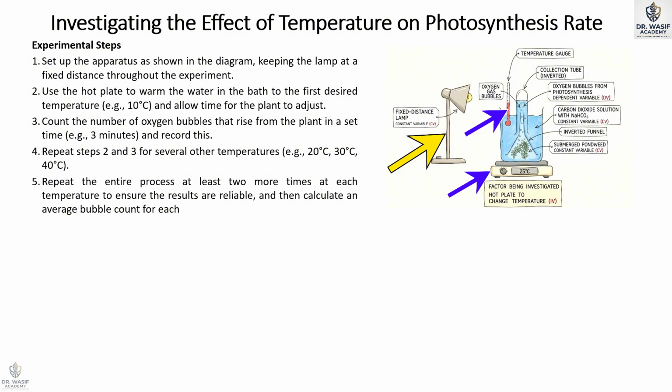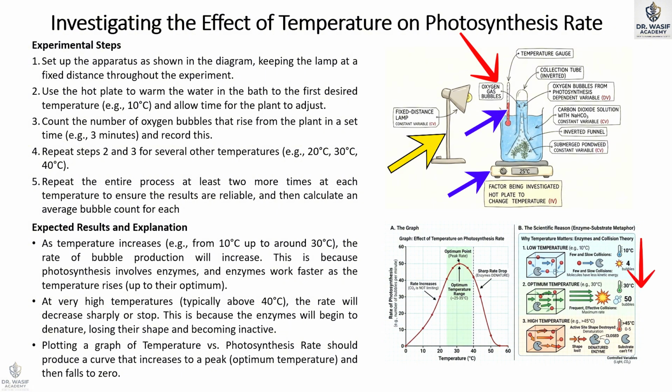It may take a few minutes, but you will have to wait to get good results. Then we count the bubbles for a set time, usually 3 minutes, and record it. But we do not stop there. To ensure our results are reliable, we repeat the entire process at least 2 more times for every temperature. This allows us to calculate an average and spot any anomalies. Then we repeat the same process for 20 degrees Celsius, 30 degrees Celsius, and 40 degrees Celsius. What should we expect to see here?